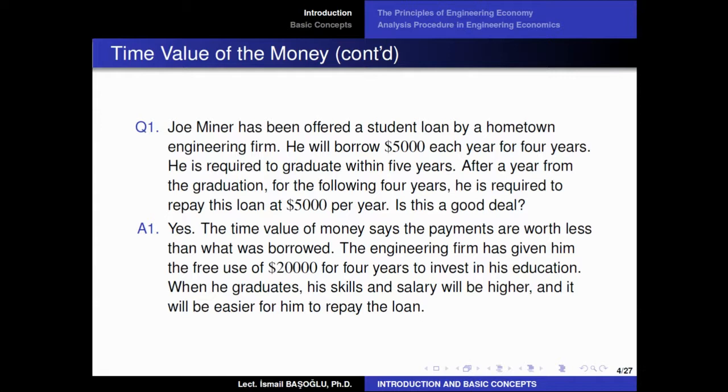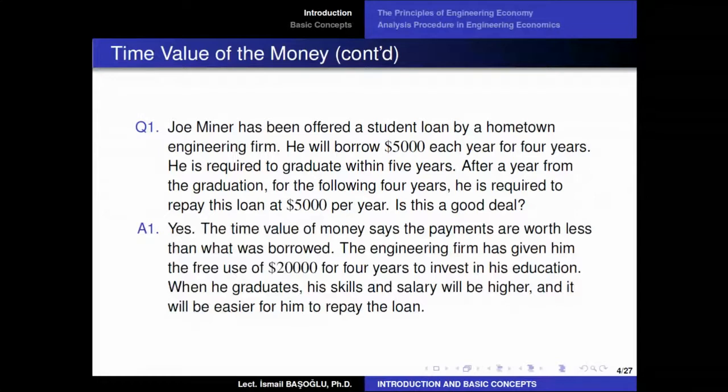If you borrow this $5,000 right now, you can invest this money into your studies. And when you graduate, of course, as a student, you are going to be employed in a job. And if you invest in yourselves more, if you invest in your education more, then the possibility that you are going to get a high salary job in the future is going to be higher as well.